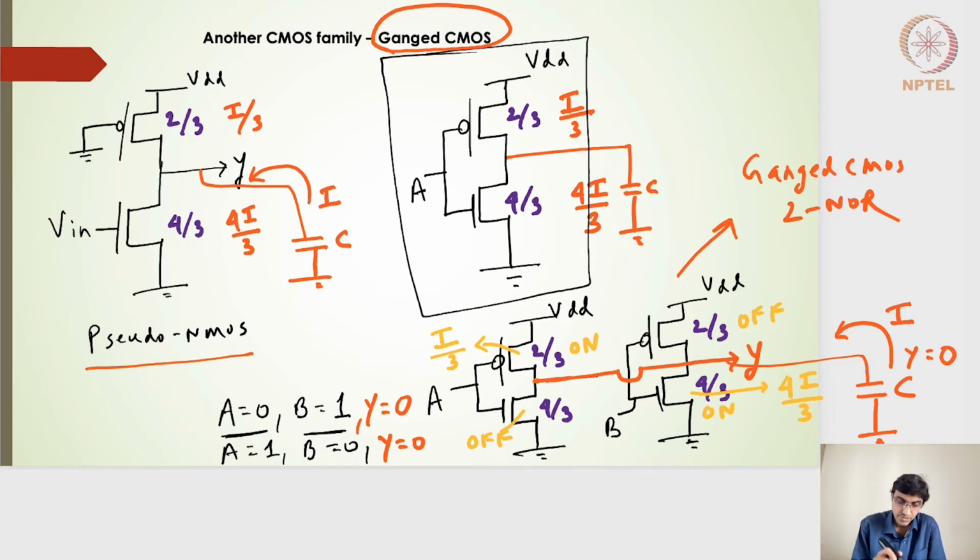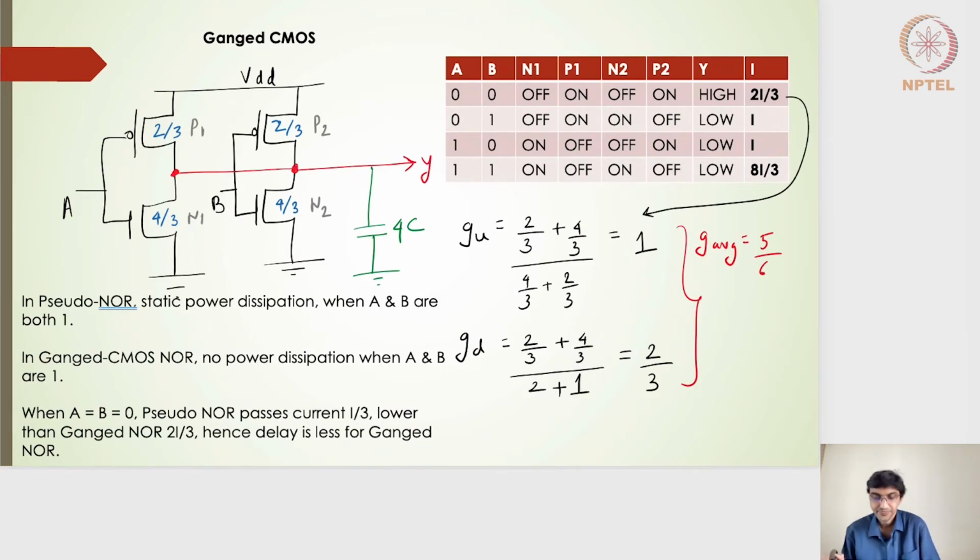So let me quickly go to the next slide. This is an overview of what I have stated in the previous one. The sizes are 2 by 3 and 4 by 3 here, and A and B, and I have drawn a truth table here just to summarize all the effects. If A is equal to 0 and B is equal to 0, we will have both P1 and P2 on, and both the NMOS transistors off, and Y will be the logic high.